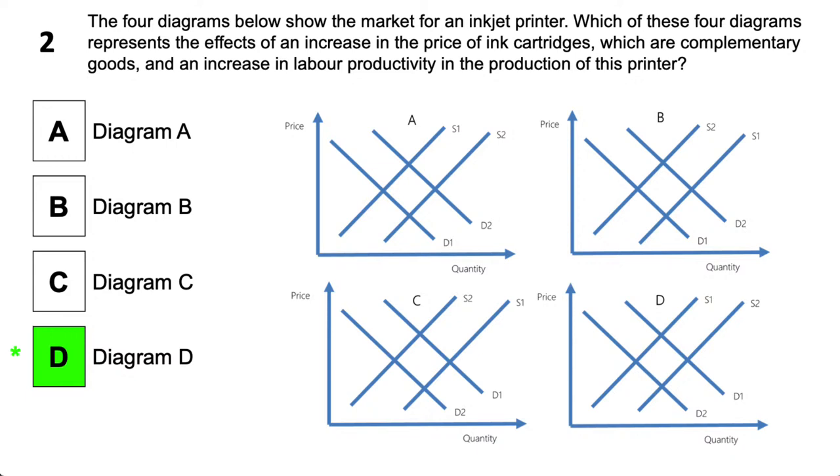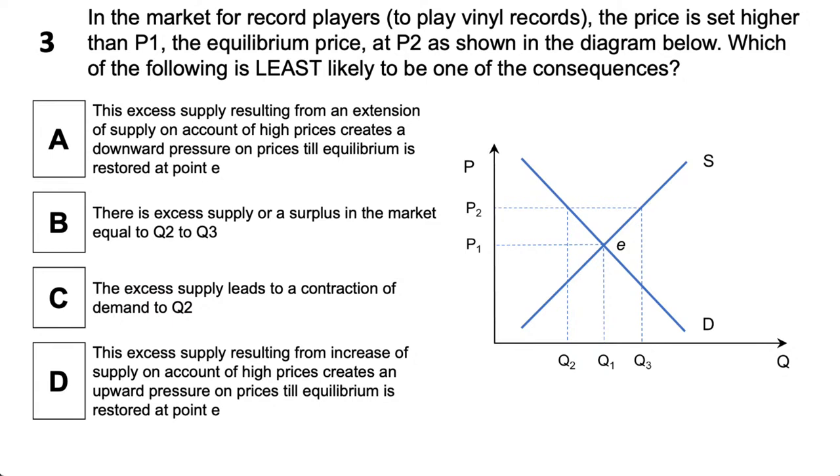Higher labor productivity causes a fall in unit costs. So that shifts the supply curve out from S1 to S2. And the cartridges, well, they're a complement to the printer. So if cartridges become more expensive, fewer people will buy the printer, and therefore there's an inward shift of demand from D1 to D2. So the answer is indeed D, and well done to people like Dermot and Gina, who got that right. Question three.